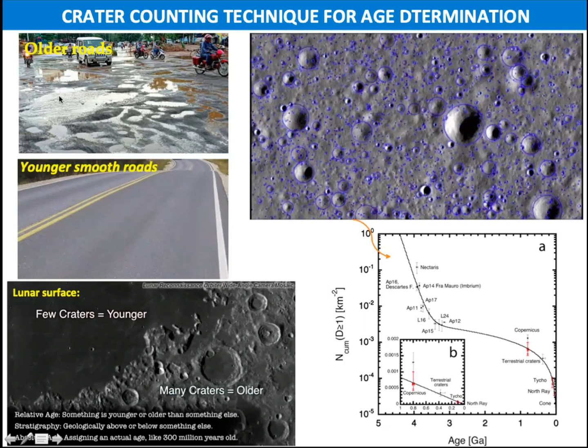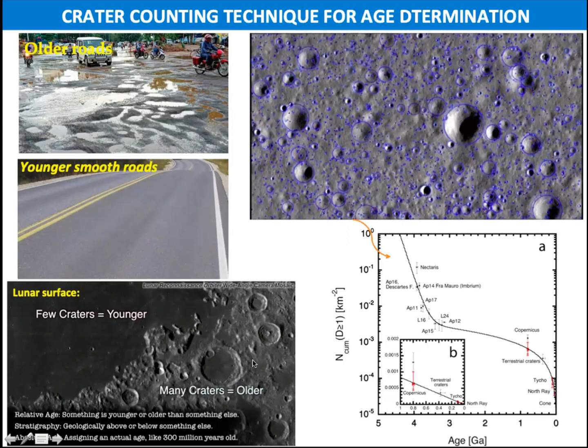You can notice that this is an older road. It may not be the same for different countries, but if you take the example of some places, you can notice that on older roads there are a large number of craters. Not craters, sorry, gutters or potholes. But on a recently laid road, you can notice that no craters are there. So using that simple concept, we can say this is the older one and this is the younger one. The same we can apply to the surface of the Moon. Here you can notice that large craters are there.